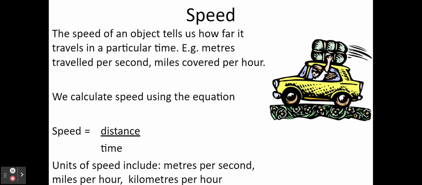Well, we use the equation speed equals distance divided by time. That line there means divided by, so just bear that in mind. And then the units for speed depend very much on the units that you've used in the equation. If you've measured distance in meters and time in seconds, then the units will be meters per second. If you've measured distance in miles and time in hours, then it will be miles per hour. So just be careful about which units you use. Look back to the original question to see which units are in the question.